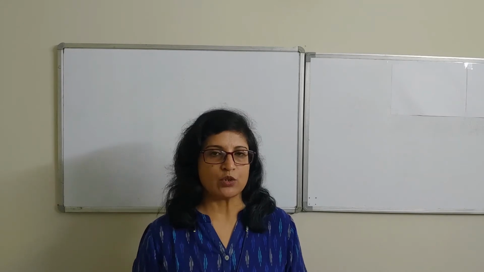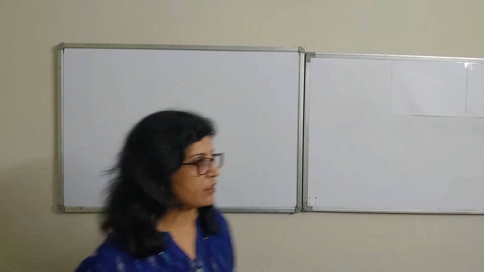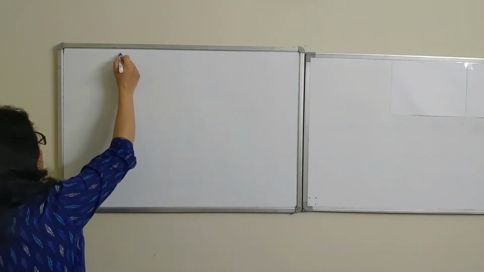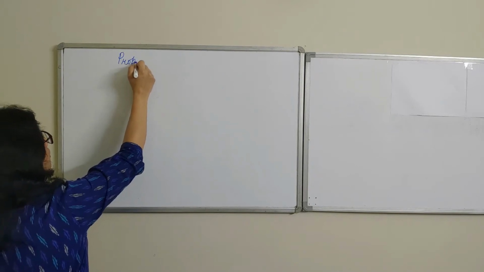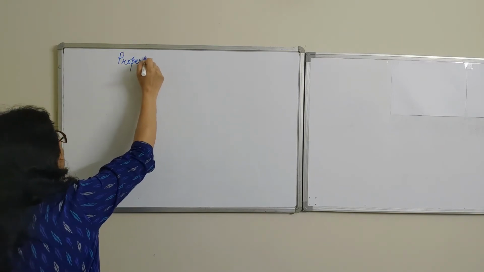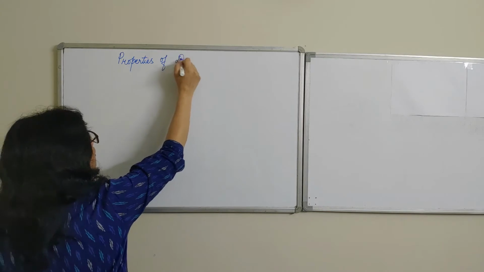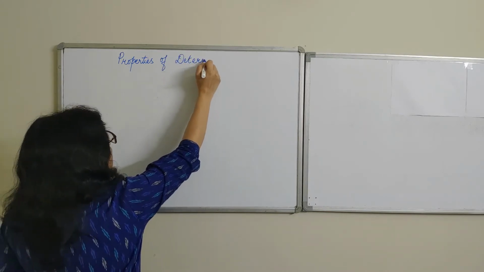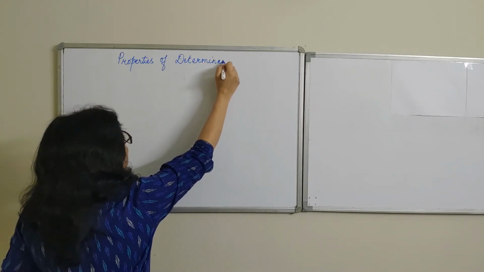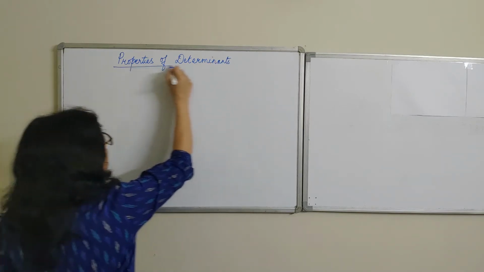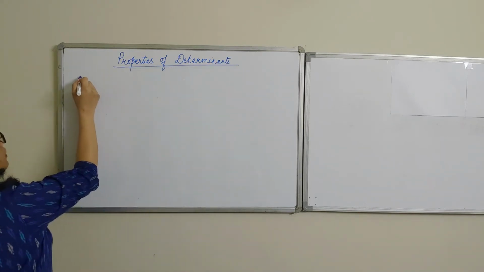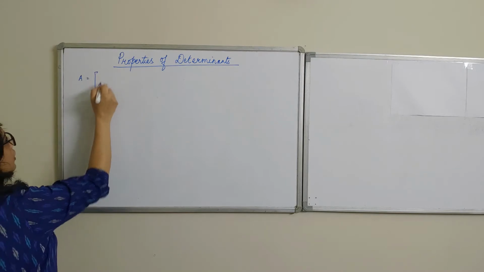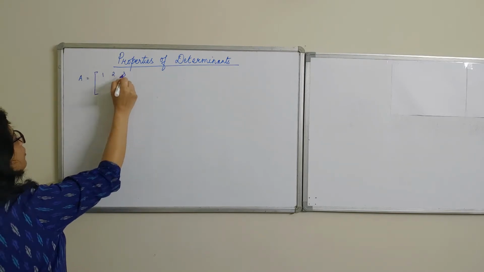In the last class, we had seen how to evaluate determinant of a matrix of order 1, 2 or 3. Today in this class, we shall be discussing properties of determinants. Now here the properties of determinants I am going to explain with an example. So let us take a matrix of order 3.